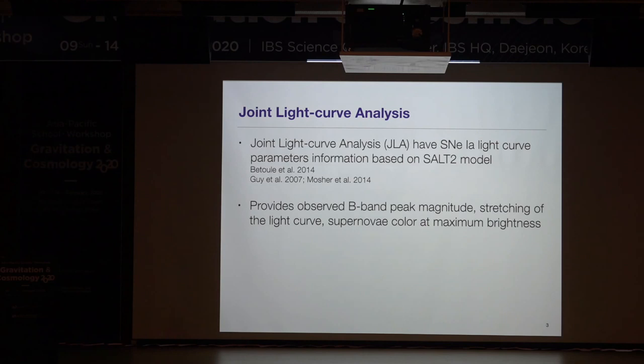To do that, we use data named the Joint Light-curve Analysis, JLA, which is not the most recent, but has type Ia supernova light curve parameter information, and is based on the SALT model. We choose this data rather than the more recent Pantheon data because it has light curve parameter information. They provide the observed B band peak magnitude, the stretch of the light curve, and the supernova color at maximum brightness. Based on this information, we try to reconstruct the distance modulus from the type Ia supernovae listed in this compilation, and try to constrain the light curve parameters in a more independent way.